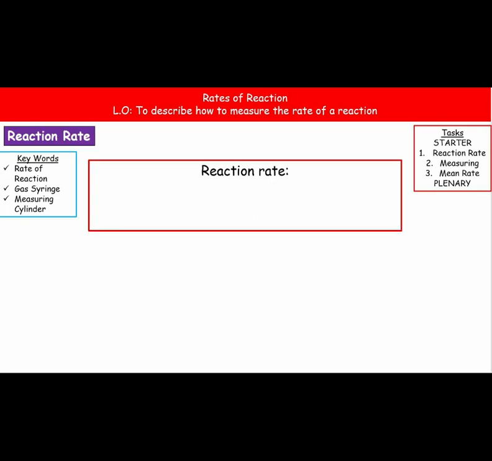Next thing I'd like you to have a go at doing is writing me a definition. So write me a definition for this term, reaction rate. So jot that down in your books for me. I'll give you 1 minute to get that done.